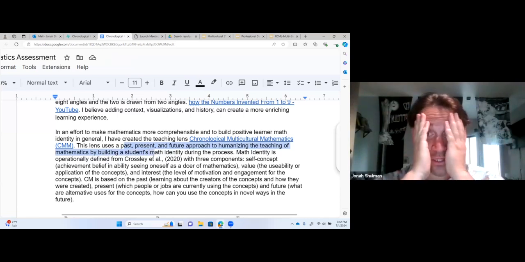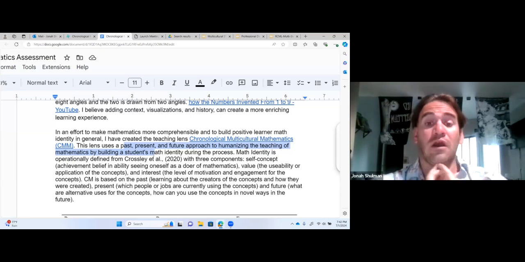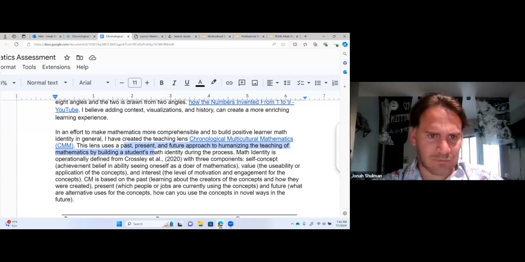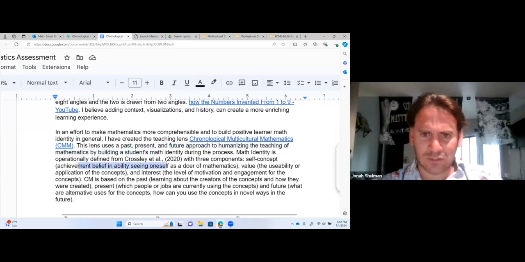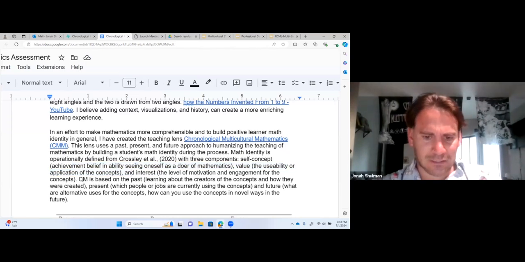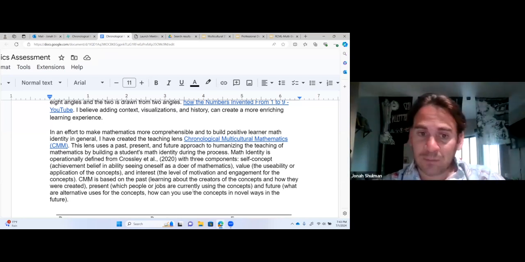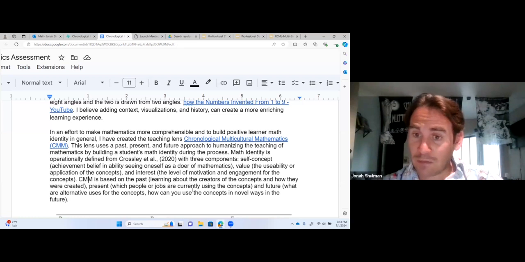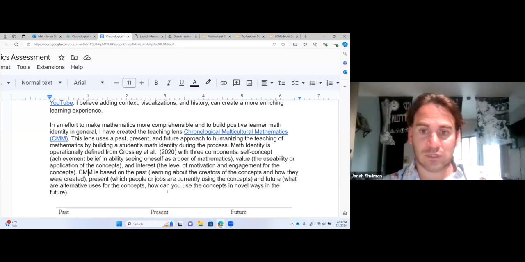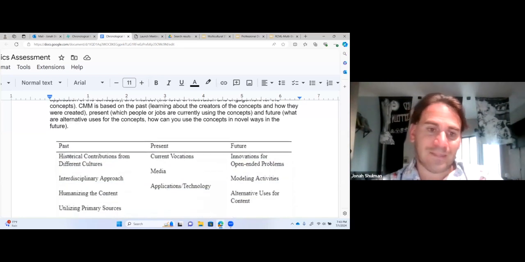So to do this, for the identity, I'm using 3 components: self-concept, the achievement and belief in the ability to see oneself as someone who can do math; value, the usability of the concepts and interests; and motivation and engagement. So this CMM idea is based on the past, learning about the creators of the concepts and how they were created; the present, the people and the jobs currently using it for role models; and the future and alternative uses of the concepts. So this idea is how I broke down the past, present, and future.